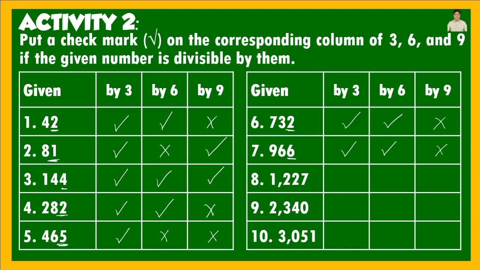Next, 1227. 1 plus 2 plus 2 plus 7 will have 12, and it is divisible by 3. Divisible by 6? No, because the last digit is not an even number. Divisible by 9? Hindi rin, kasi yung sum ng digits niya is 12.